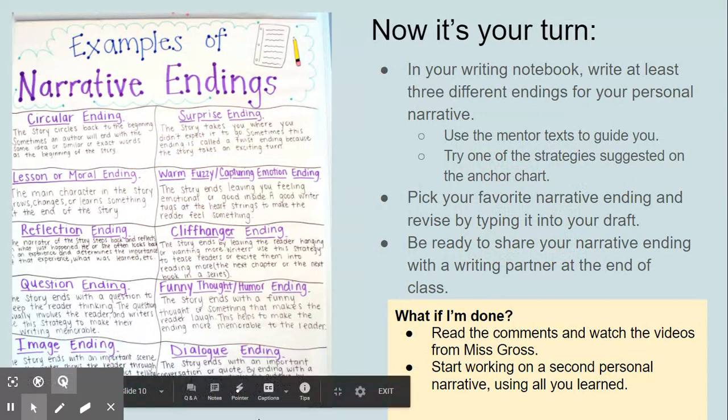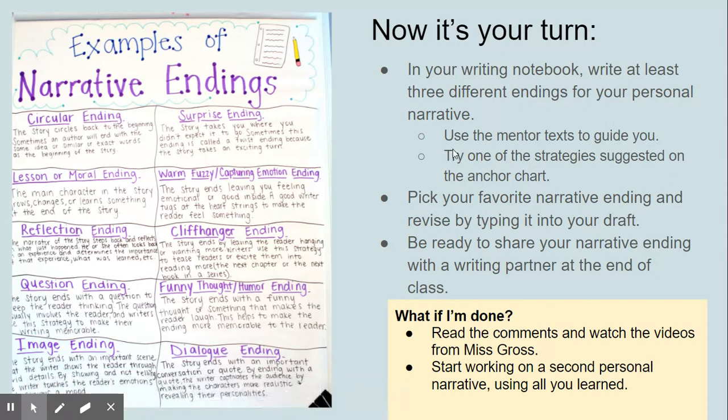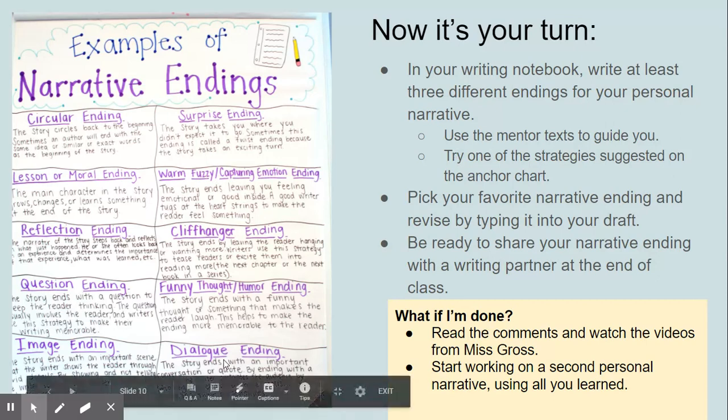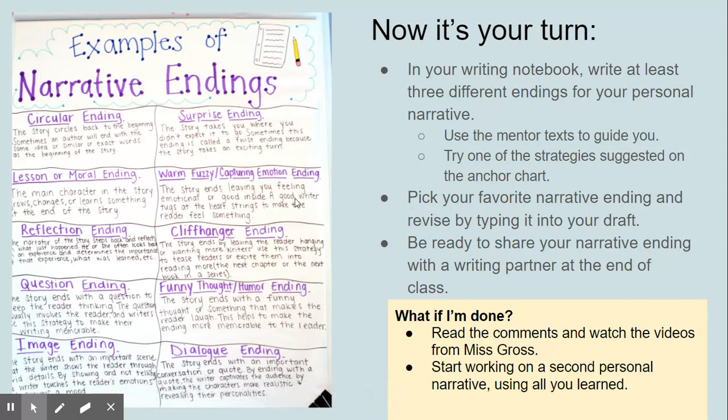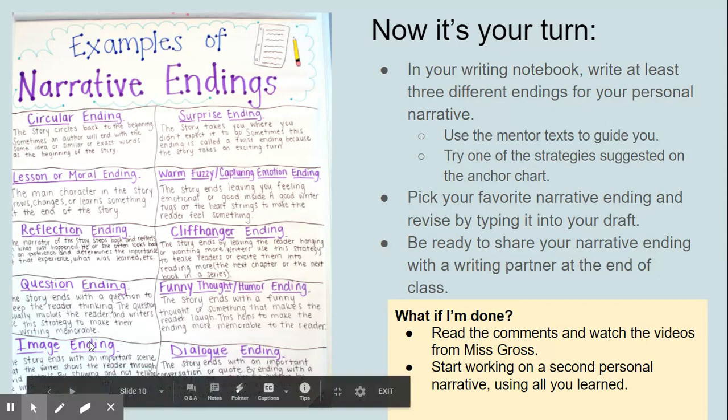All right, so now it's your turn to take this to your personal narrative. In your writing notebook, you're going to write at least three different endings for your personal narrative. You can use the mentor text to guide you, or you can try any of the other strategies that are here on this anchor chart. We have our circular ending, lesson and moral, reflective endings, cliffhangers, and the capturing emotion endings. So you can try any of the other endings as well.